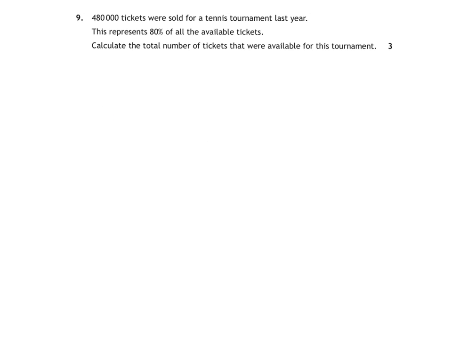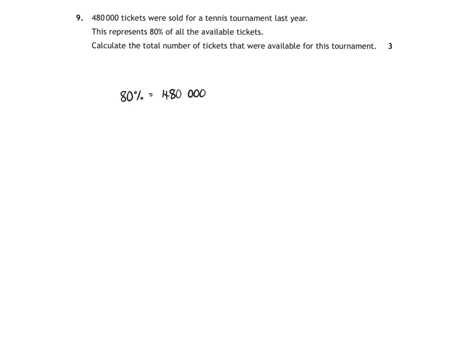Okay, so question 9. We've been told that 4,800 tickets were sold for a tennis tournament last year, and it represents 80% of all the available tickets. So we need to calculate the total number of tickets that were available. So we know that the 80% is that 480,000 tickets. Okay, so we've got to find out what 100% was.